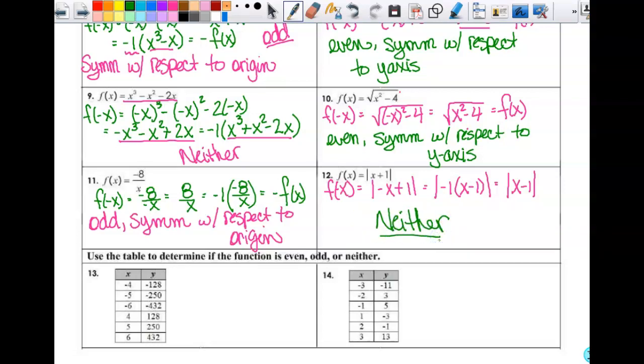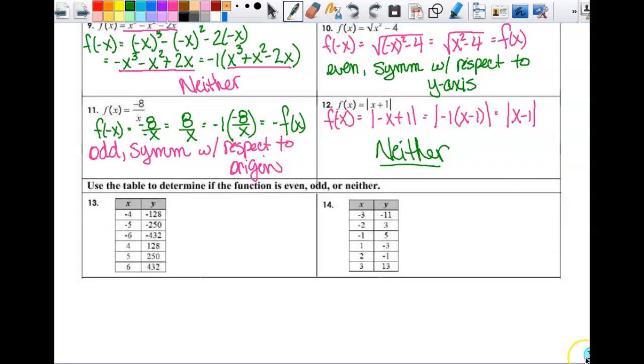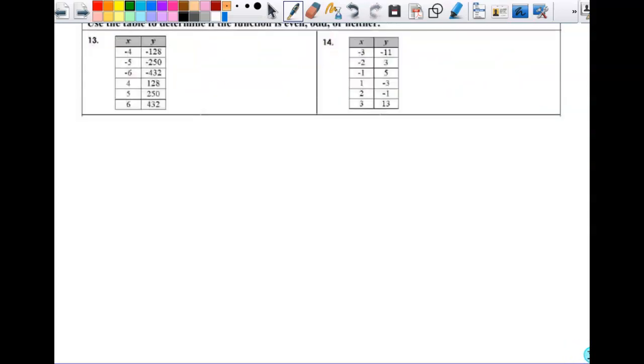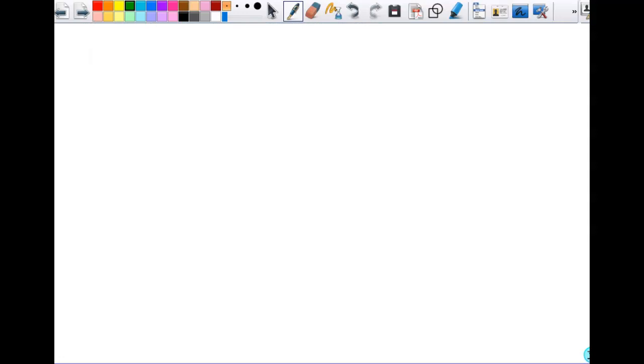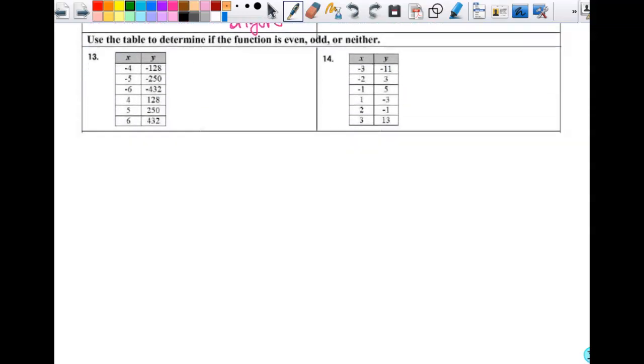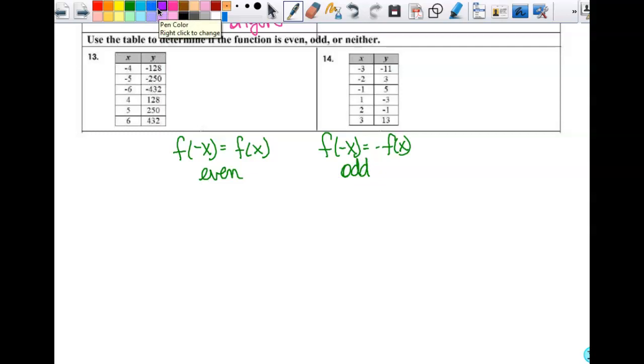Okay. Now let's look at what we do for the tables. For the tables, same idea, right? Does f of negative x equal f of x? If that equals f of x, then that is even. If f of negative x equals negative f of x, then that is odd. Okay, so those are the things that I'm looking for. So I'll look over here.